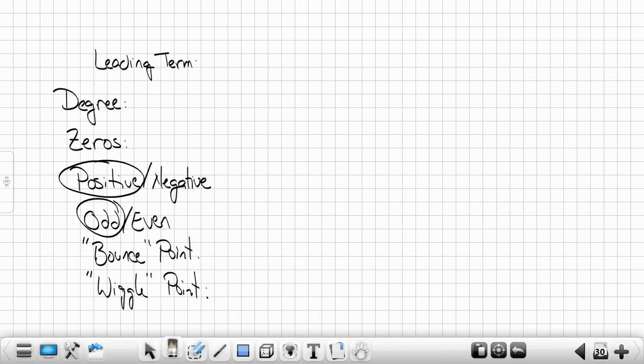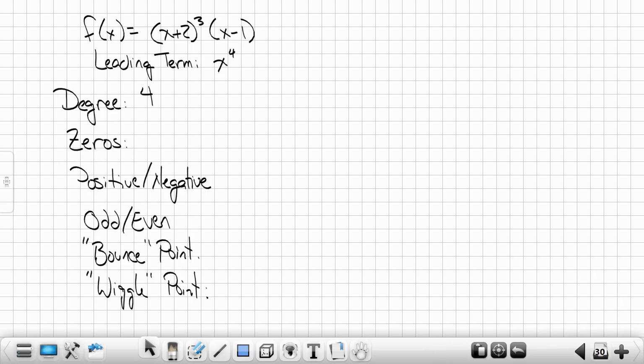All right. What's the last function? Okay. All right. Ladies. What? 4. Okay. Leading term is x to the 4th. Ladies, come on. Leading term is x to the 4th because x cubed times x is x to the 4th. What's the degree? 4. How many zeros are there? 2.